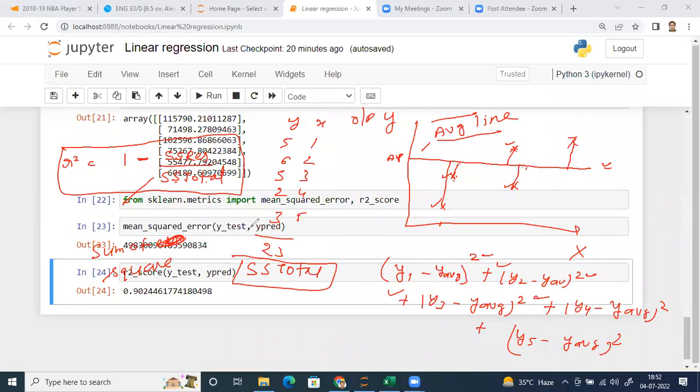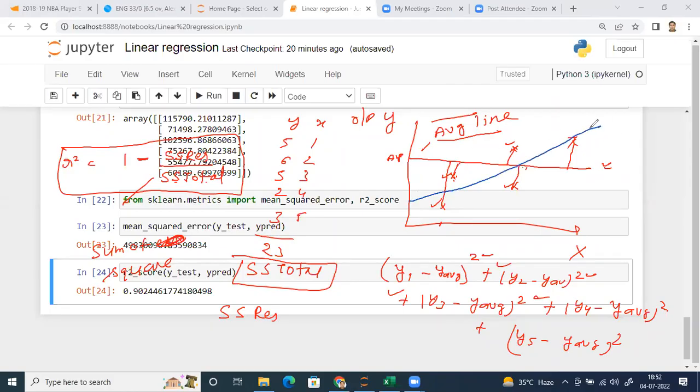Now we'll compute sum of square residual, SS residual. It is very much similar, but now my model predicted a line. On the basis of the data set, my model predicted a line. Let me change the color so you can understand better. Suppose that line is coming like this.